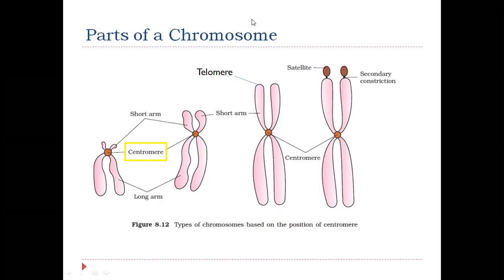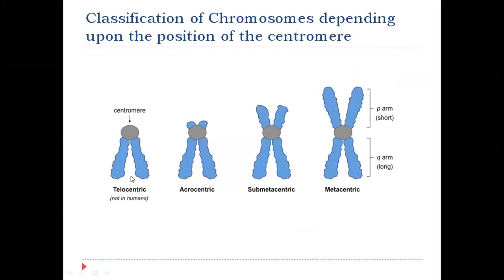So we have the telocentric, acrocentric, submetacentric, and metacentric chromosomes. In the metacentric chromosomes, the centromere is located at the center of the chromosome. The chromosomes that we have here are telocentric, acrocentric, submetacentric, and metacentric.